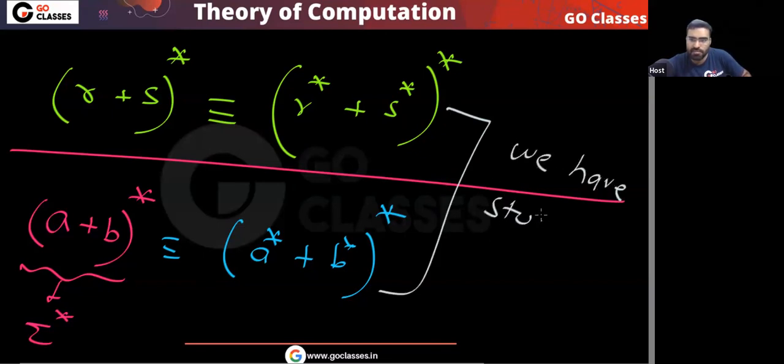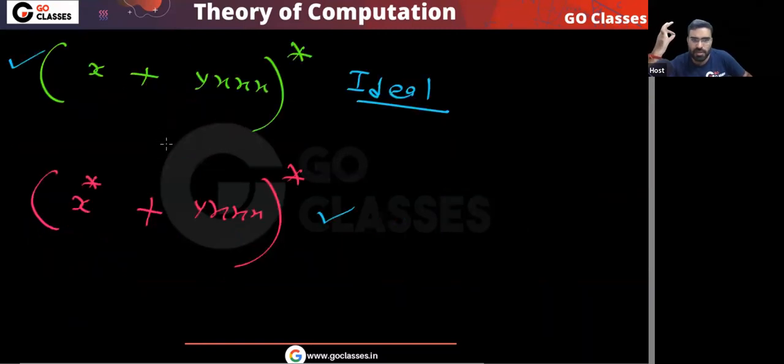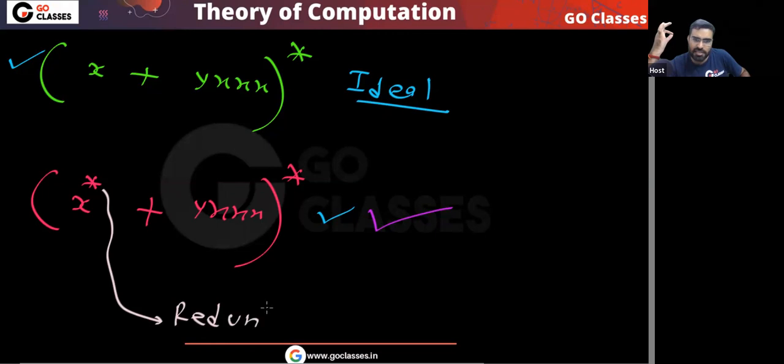We have studied these with proof. Yes or no? You don't have to learn by heart. You just have to understand. Please tell me, did you understand? Yes or no? This option is also correct. Remember this point. This is basically redundant. This is just extra. I can say this is redundant. This is not wrong. Remember, this is not wrong.